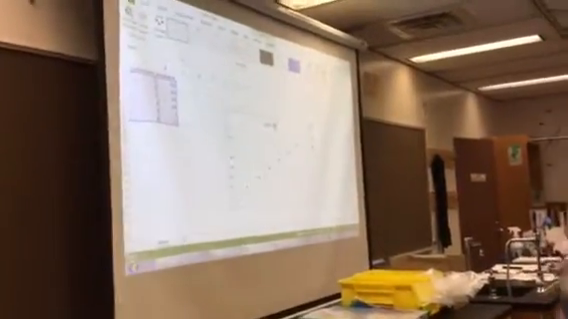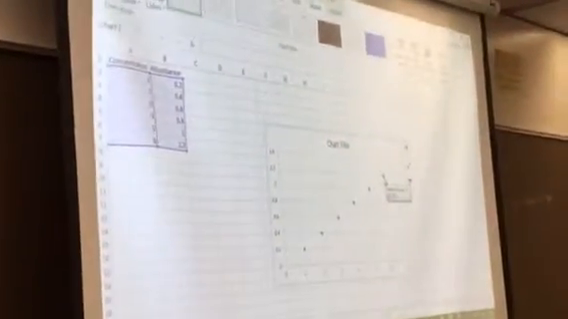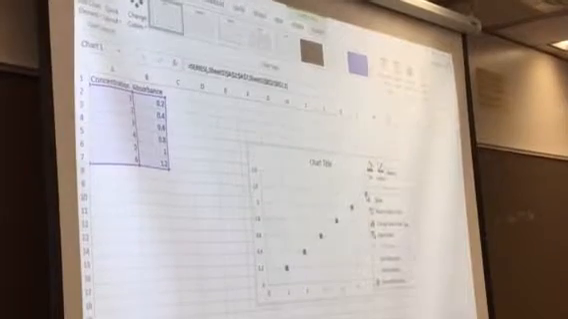Once you have your scatter plot, what you can do to get your line equation on the line is you right click on one of these data points.